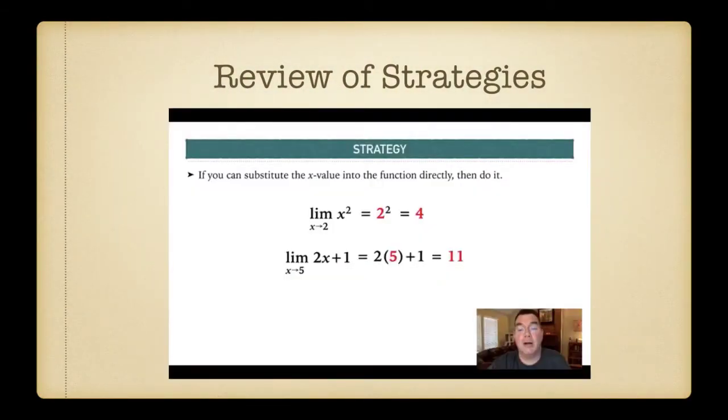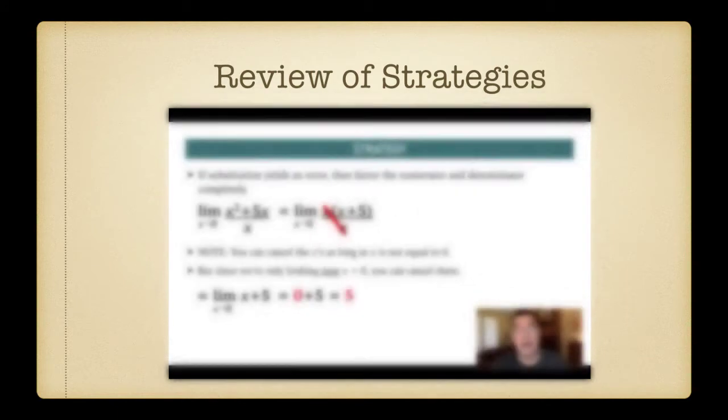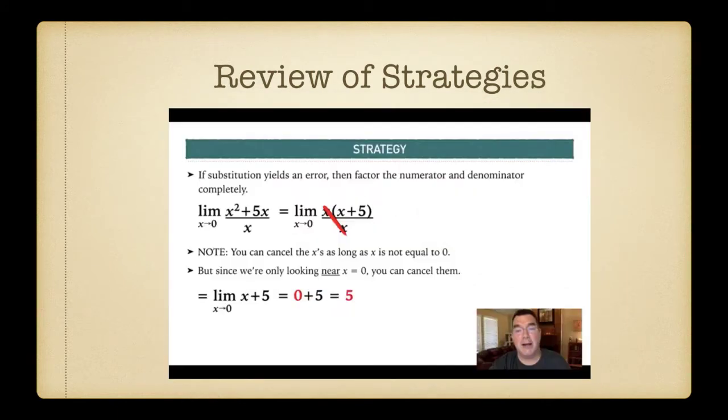The first strategy was if you can substitute the x value into the function directly, then you're going to do that. I've given you a couple of examples there. You're just going to plug that x right into the expression that you're given. If that doesn't work, if you get 0 over 0 when you do that, then another strategy is you can try to factor the numerator and the denominator completely and see if any of those factors divide out. Okay?